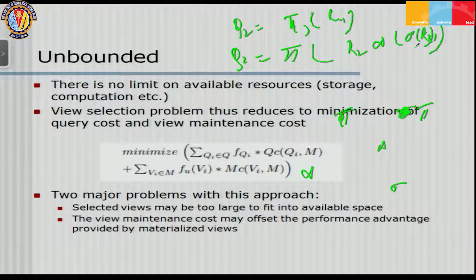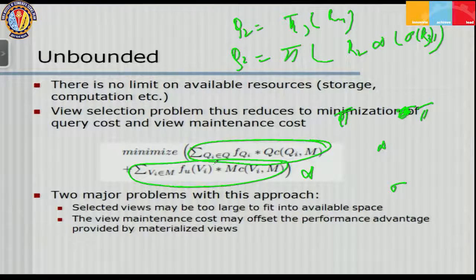So you can see here that I'm trying to minimize the query cost, which I have explained earlier, plus the view maintenance costs, right? And there are two major problems with this approach, and it is seldom used. One is that selected views may be too large to fit into available space, right?